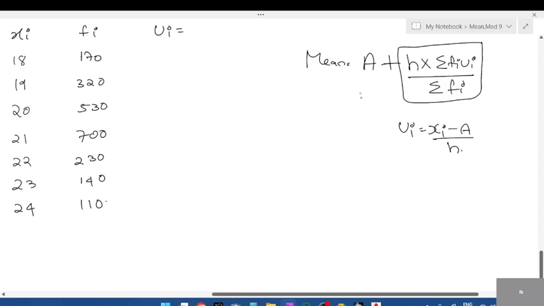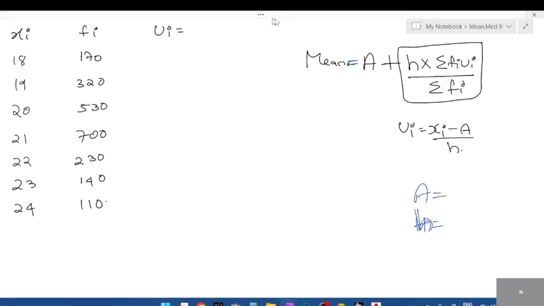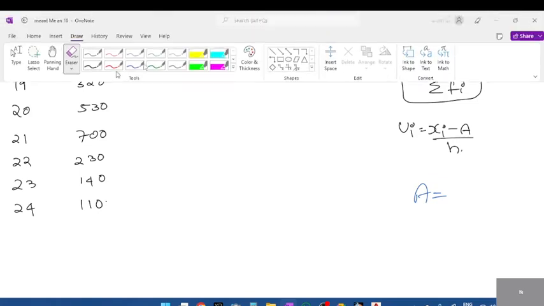Yes, students done. Look at the screen, all of you. Now we need specific values. We need A value and H value. If I take A and H value, we can substitute and get the answer. A stands for assumed mean. Same like previous, we have to assume a value.